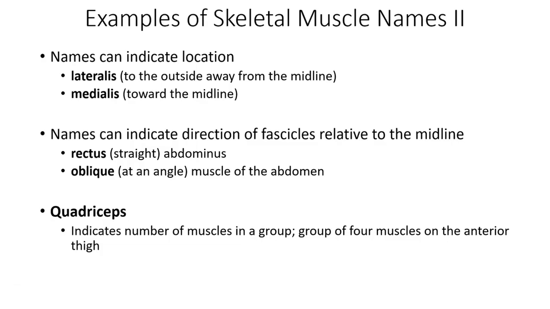Another one is the quadriceps muscles. This is a number of muscles in a group. So our quadriceps muscles is a group of 4 muscles on the anterior side of the thigh area. And we'll learn those next week.